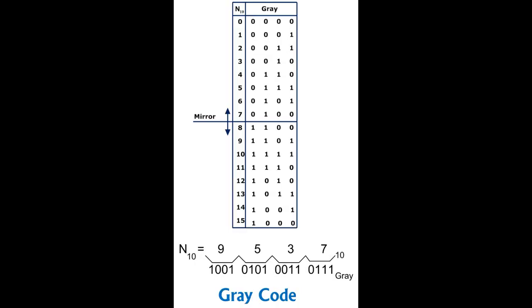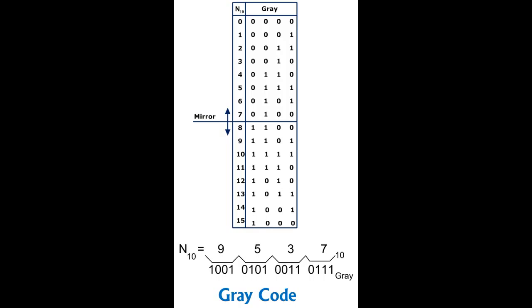Gray code. The gray code is the best known of the cyclic codes. That is, the final line of the code table is adjacent to the initial line of the table. This slide presents a table encoding numbers from 0 to 15 in decimal base to gray code. Also, it shows the decimal number 9537 encoded in gray code.